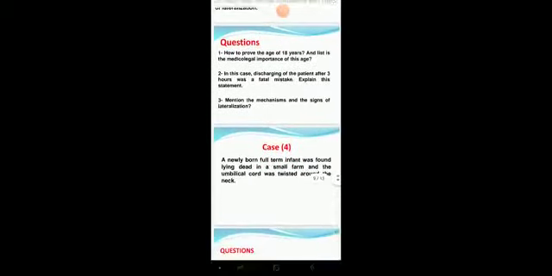Okay, let's go to case number 4. A newly born full-term infant was found lying dead in the small farm, and the umbilical cord was twisted around the neck. Okay? Questions. How can you prove that the infant is full-term?